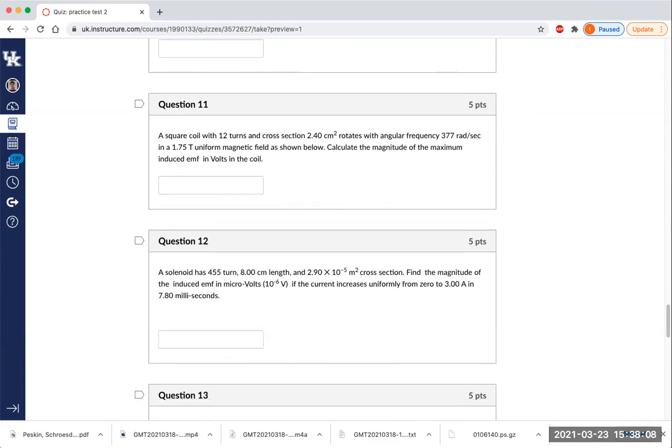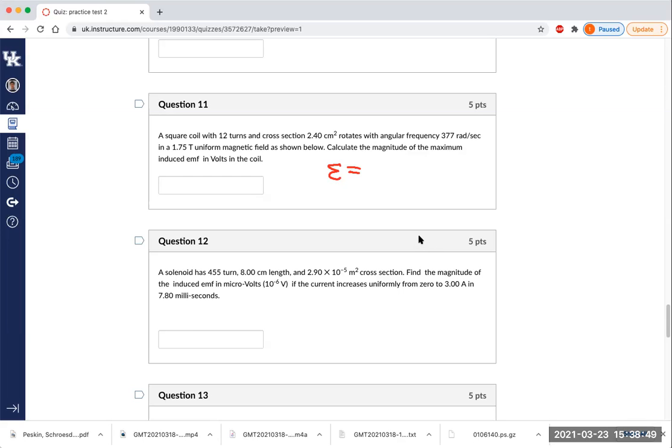Okay, number 11. A square coil with 12 turns and cross-section 2.4 square centimeters rotates with angular frequency 377 radians per second in a 1.75 Tesla magnetic field. Calculate the magnitude of the induced EMF in volts. Well, this is a problem about induction. We've got a moving coil in a magnetic field, and that creates an induced EMF by Faraday induction.